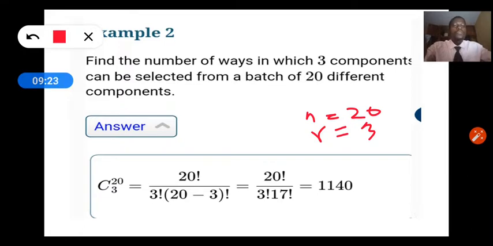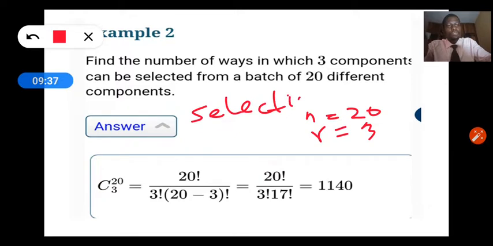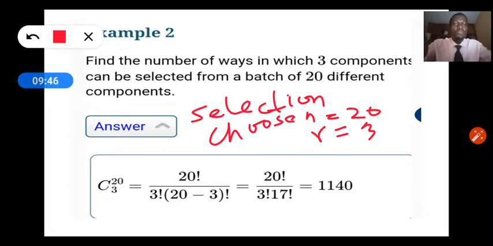Take note of the terms they are using here. In combination, the terms peculiar to combination are select, selection, and choose. Most times, when they use these terms, it should quickly signal to you that they are talking about combination. In permutation, they will say permutes, permutation, arrangement, or number of arrangements.